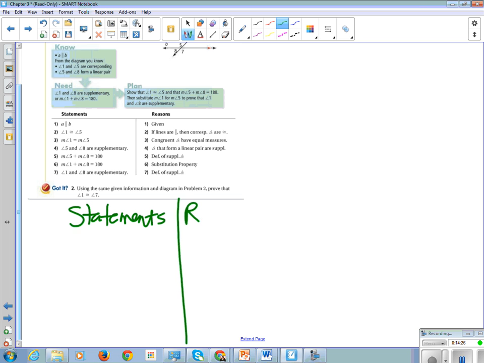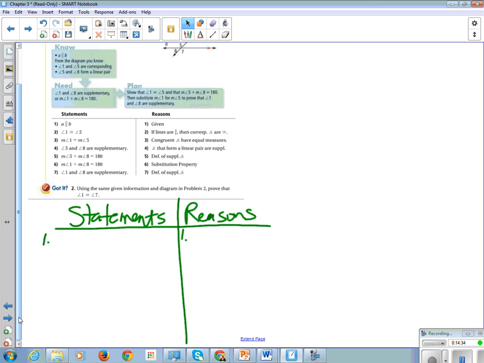And write reasons. It's like a little T diagram. All right, what is our first statement going to be? Given information. So we're going to say A is parallel to B, and that is because we were given that.